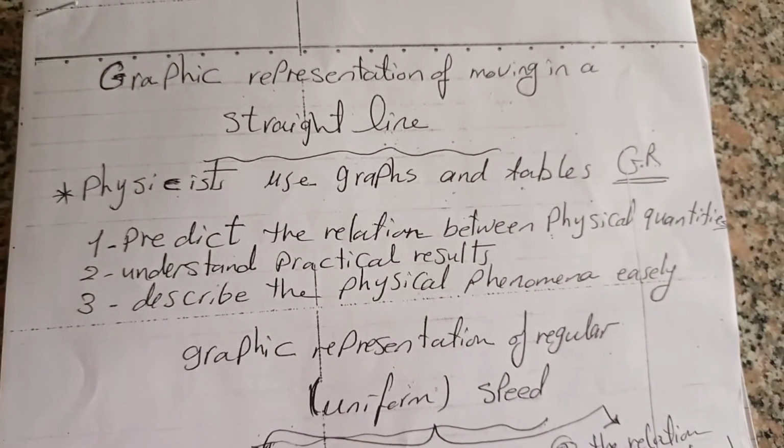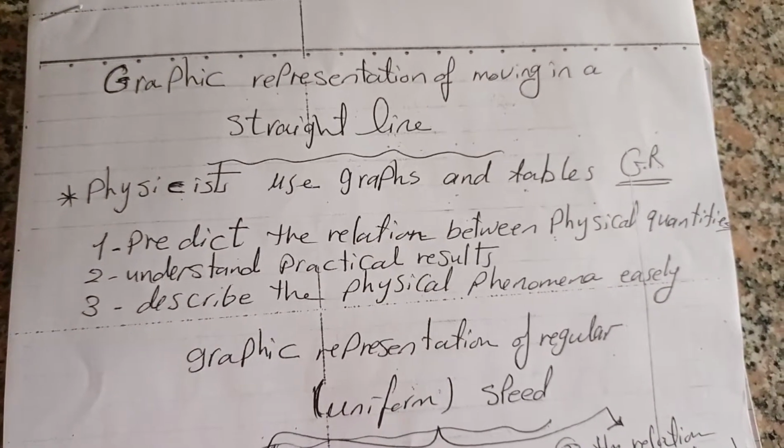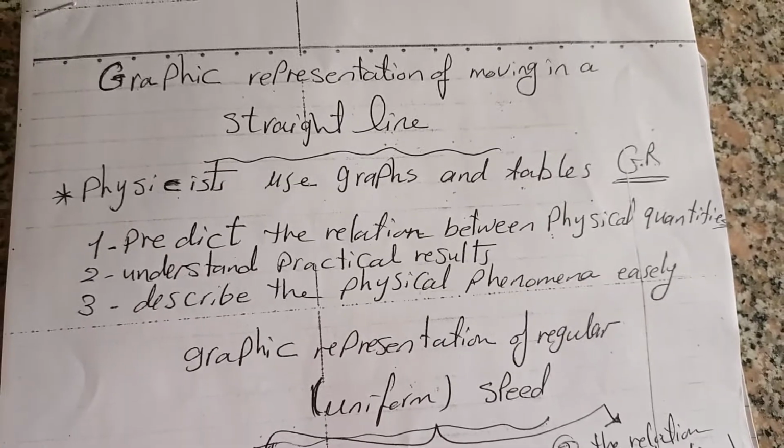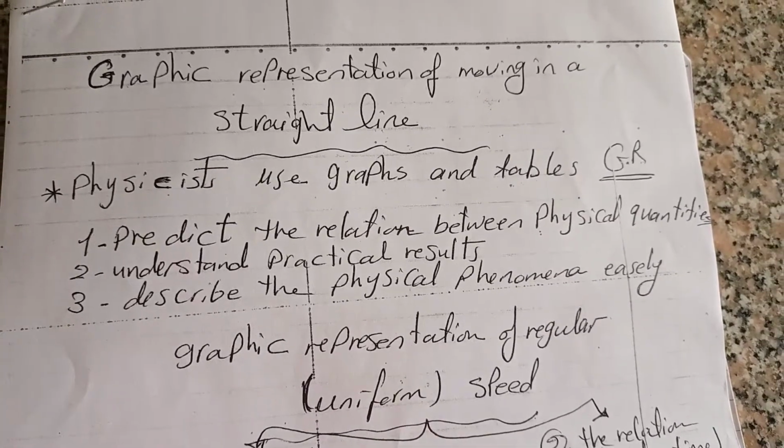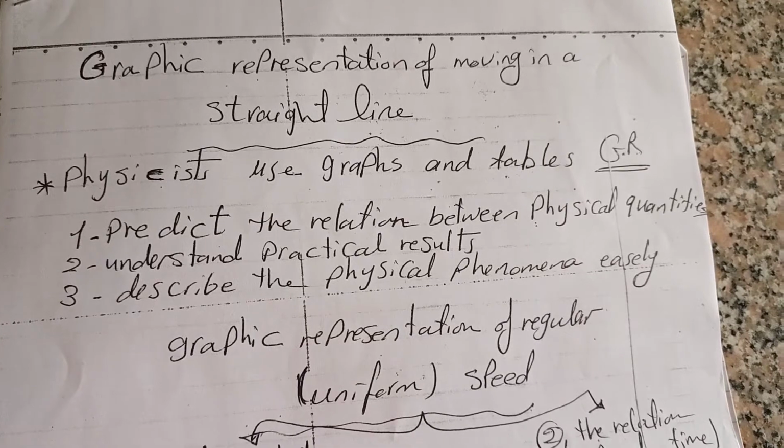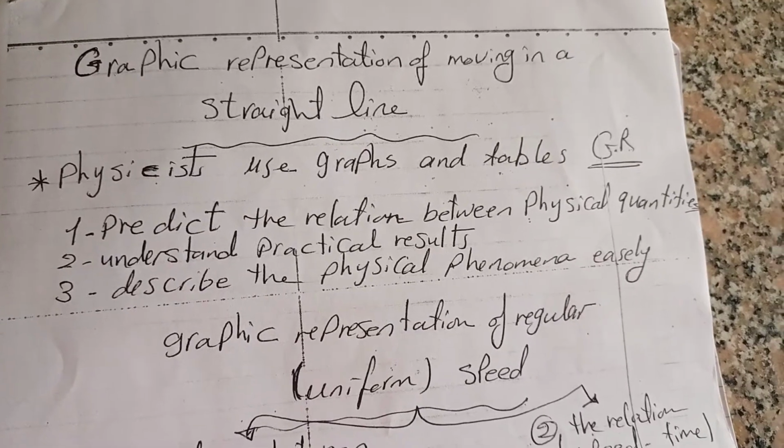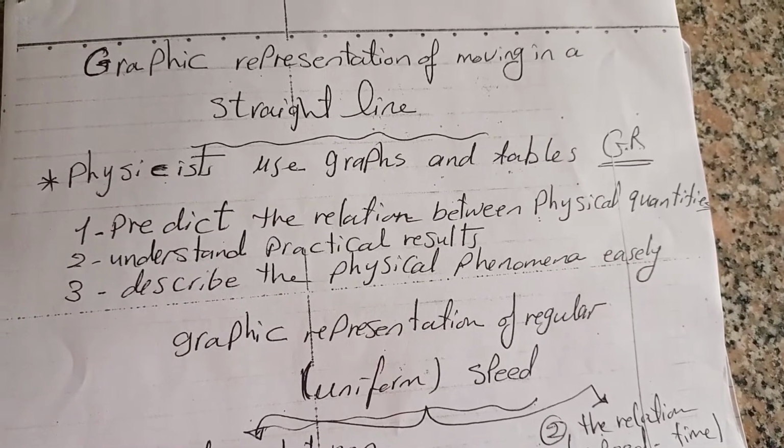Graphic representation of moving in a straight line. Why do we use graphs? We use graphs to predict the relation between physical quantities and understand the practical result, or describe the physical phenomenon easily.